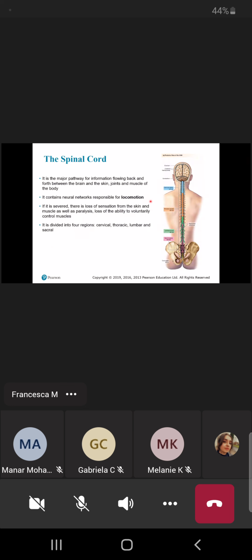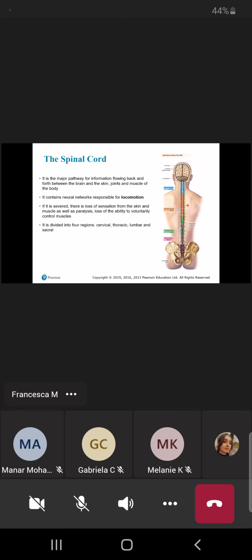I want to quickly introduce the spinal cord, talking about the central nervous system. We said that the central nervous system is composed of two main structures. One is the brain and the other one is the spinal cord. The spinal cord is all these components that move down in our body, protected by the vertebral column that is organized into these vertebrae.